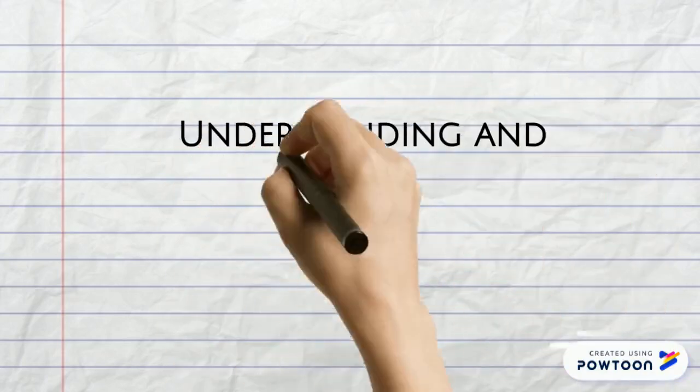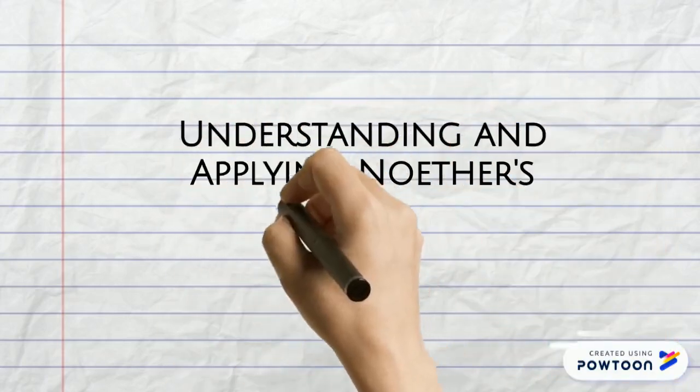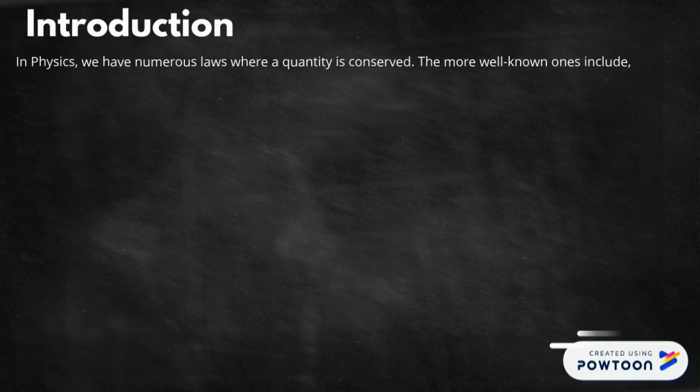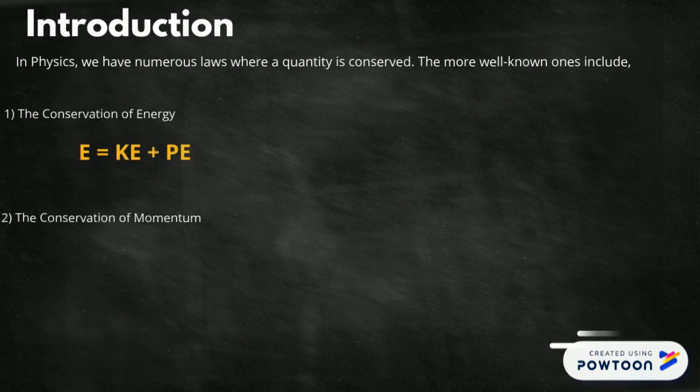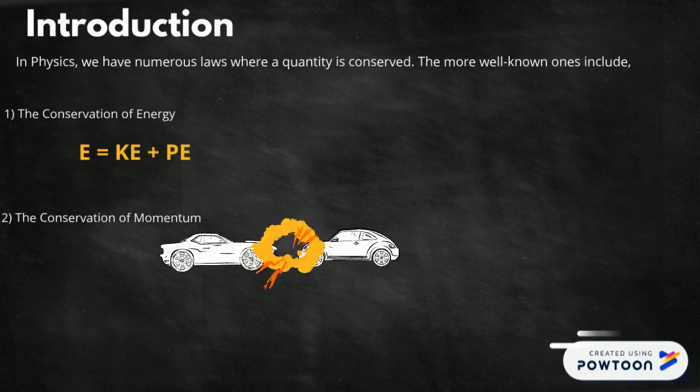Understanding and applying Noether's theorem. Since high school, conservation laws have been our golden rules for solving physics problems. Problems like finding the kinetic energy of a pendulum or the velocity of an object after a collision become simple with the understanding that energy and momentum are conserved.